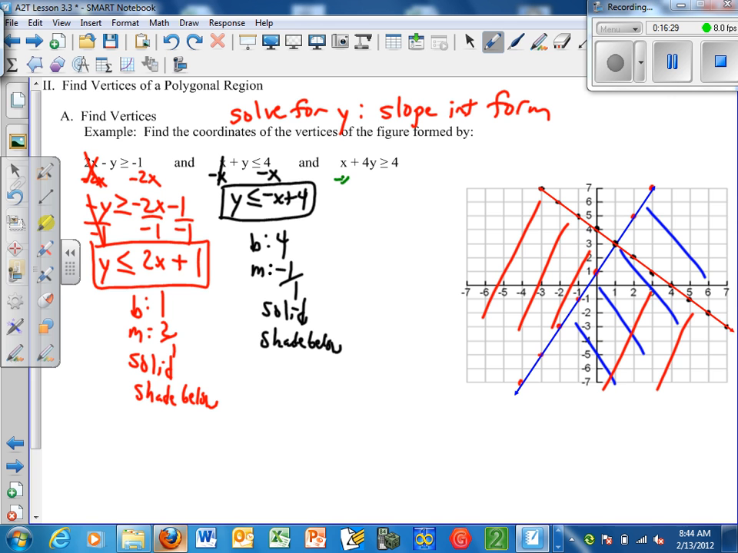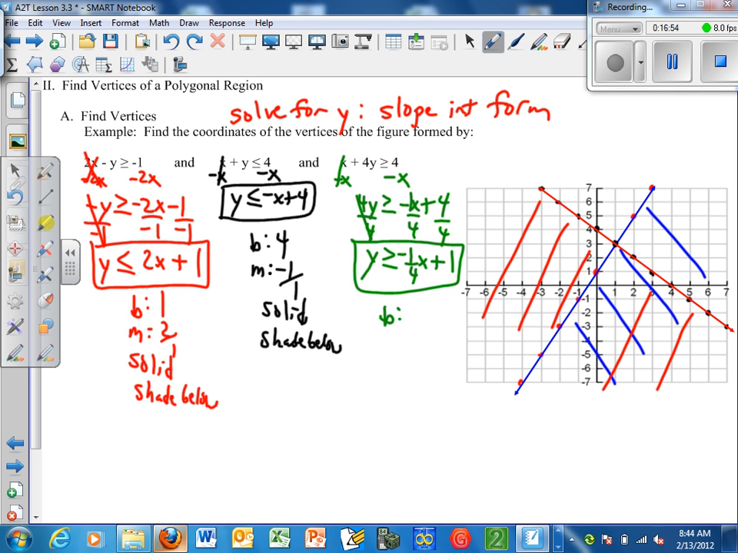Let's solve for y. So I'm going to subtract x. So 4y is greater than or equal to negative x plus 4. We're going to divide by 4. Okay, I divide by a positive, so I keep the sign that way. This would be negative 1/4 x, because that's like negative 1 there. And then 4 divided by 4, both positive, is that. So there's that one solved for y.